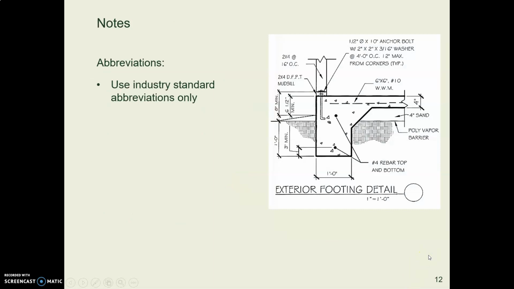If there are abbreviations, you don't make up your own, you use standard industry abbreviations. So for example, here's this one that you've used before. OC stands for on center. The next one underneath with these 2x4s, what is that? DFPT. Can you guess what that is? It's a mudsill, so PT might be pressure treated. And what kind of wood is that? DF, Douglas fir. So this is a Douglas fir pressure treated sill.